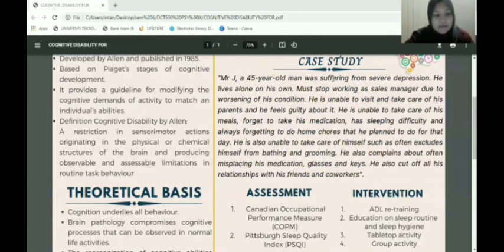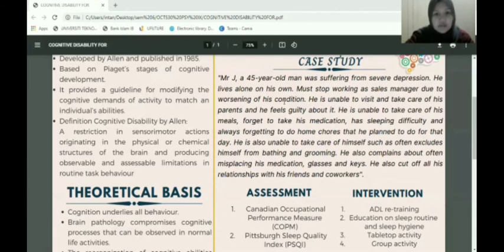So we can ask the patient to tick on the checklist about the activity that he has carried out that day. And then, during ADL training also, we can correct any mistakes that Mr. J has done, so that Mr. J can improve himself when carrying out ADL and IADL slowly.